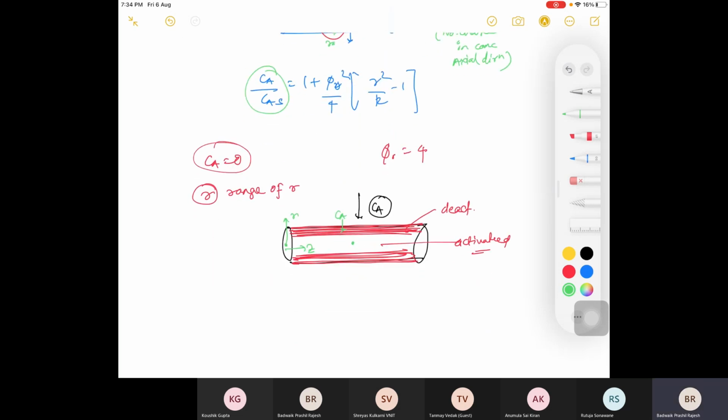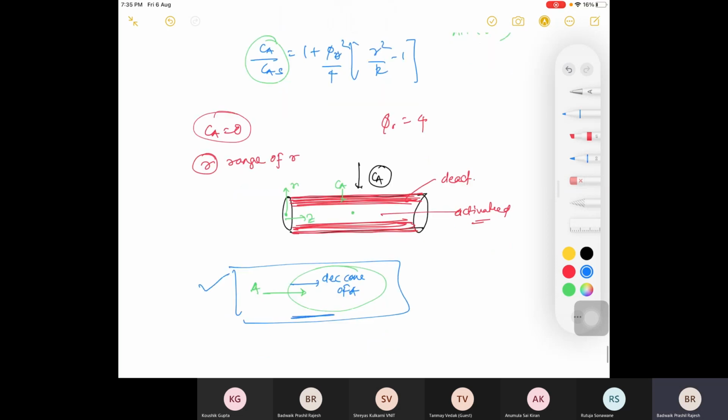Or you can consider, as I said before, you have a catalyst and this is your reactant. It is diffusing inside. So as I move inside, there will be a decrease in the concentration of A. Are you guys clear with this? As I move inside, there will be a decrease in the concentration of A, and you need to find out what is the value of this distance where CA is equal to 0.